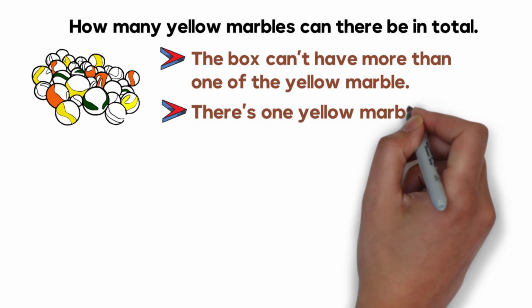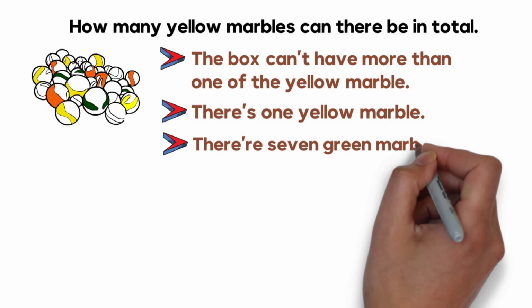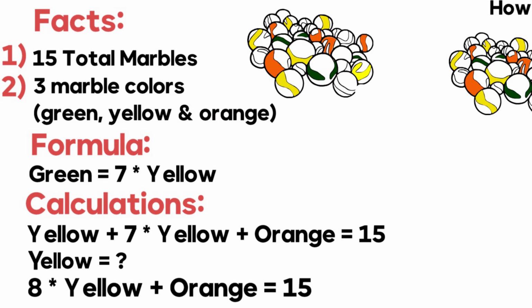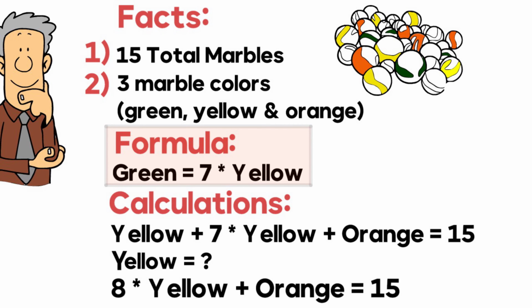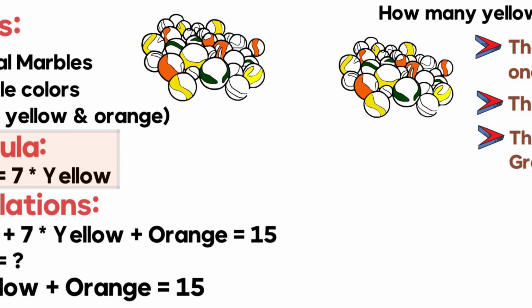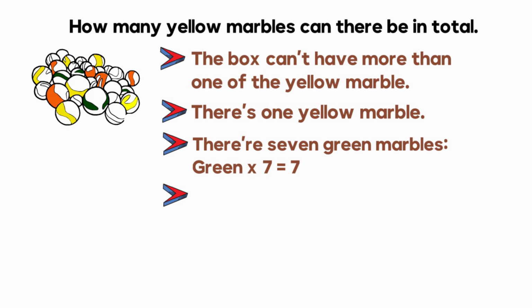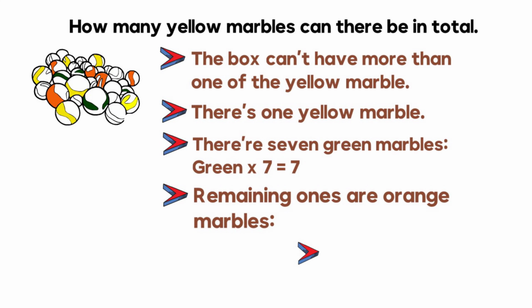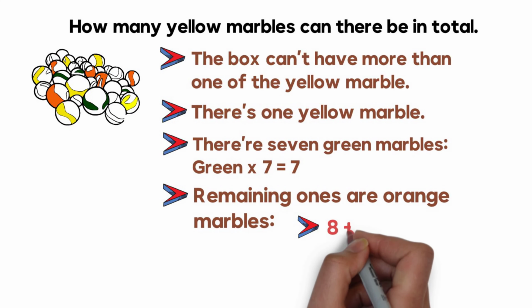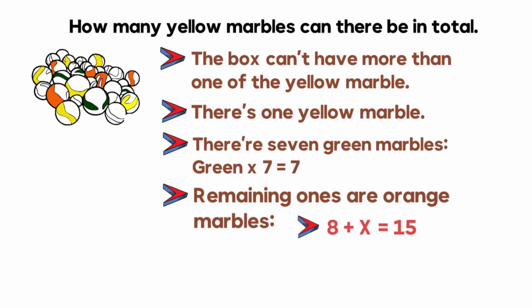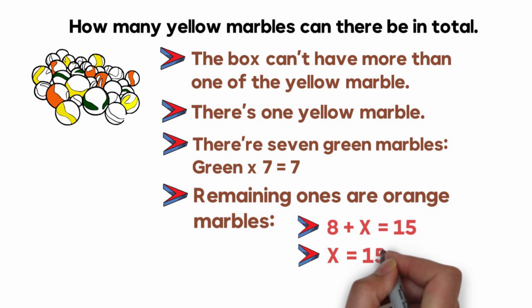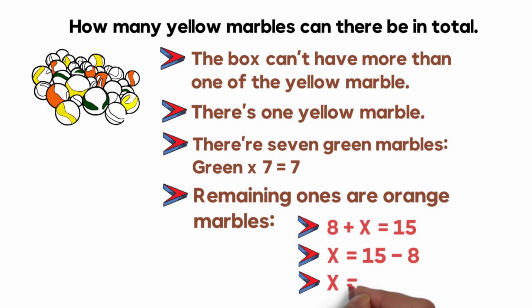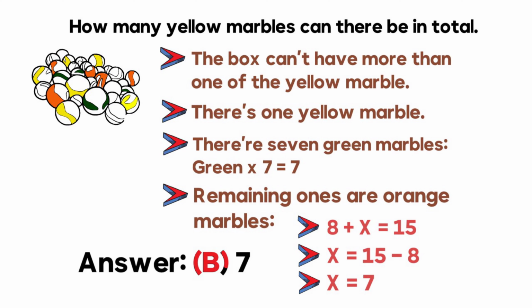And if there is only 1 yellow marble, there is going to be 7 green marbles, because we already have a formula that the number of green marbles is calculated by multiplying 7 by the number of yellow marbles. So the only thing that's left is calculating how many orange marbles are out there. And we can easily calculate it by using the formula 8 plus x equals 15. So the x is calculated by subtracting 8 from 15. The x equals 7. The correct answer here then is choice B, 7. Hopefully you've nailed this question and now know how to answer similar problems on the test.